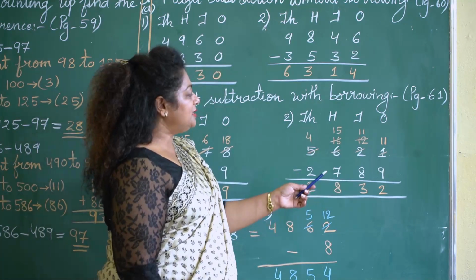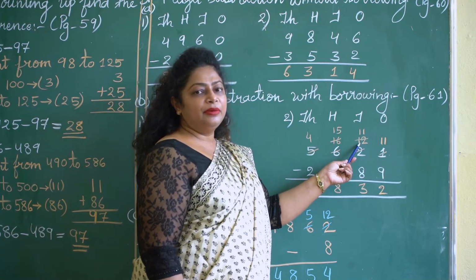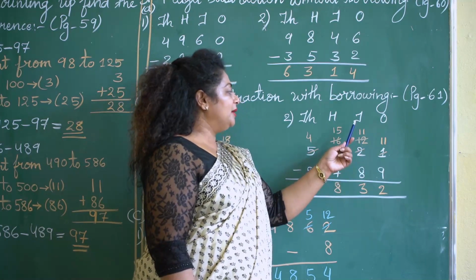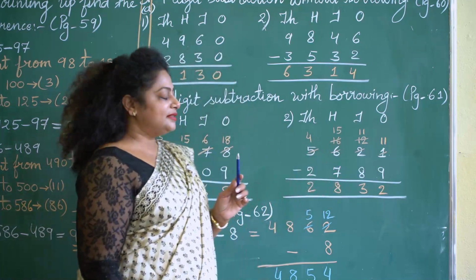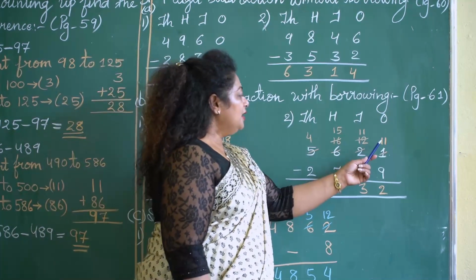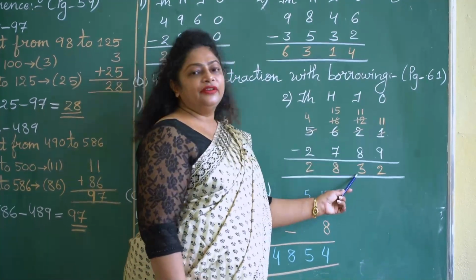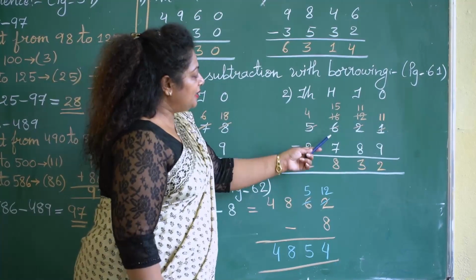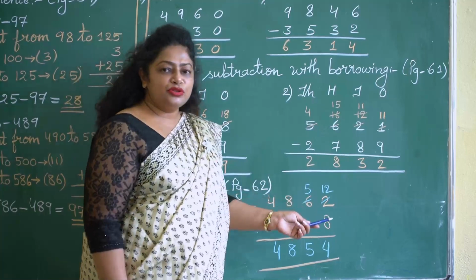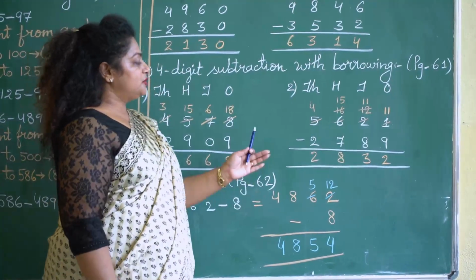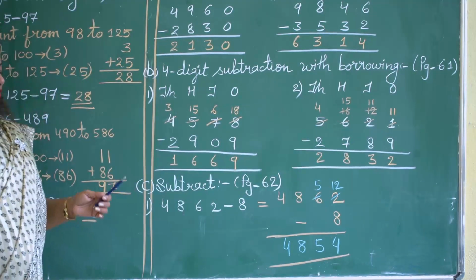But again you can see that the number 1 is smaller than 9. Again we have to borrow from number 12. So the number 12 will become 11 and this number 1 will become 11. Now let us start subtracting. 11 minus 9 will give you 2. 11 minus 8 will give you 3. 15 minus 7 will give you 8 and 4 minus 2 will give you 2. So the answer we got is 2832. Let's come to the next question.